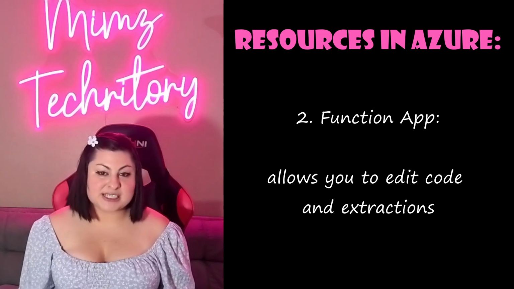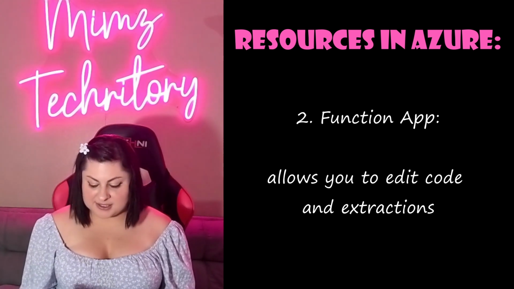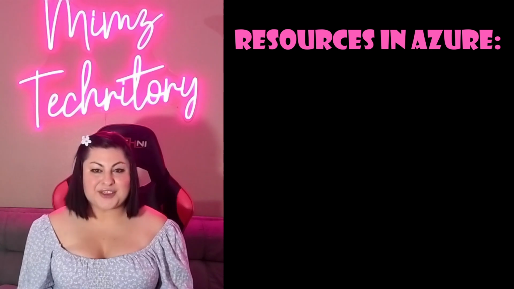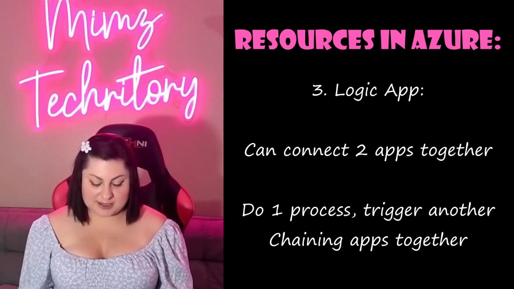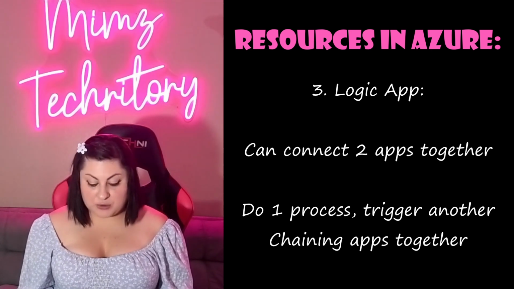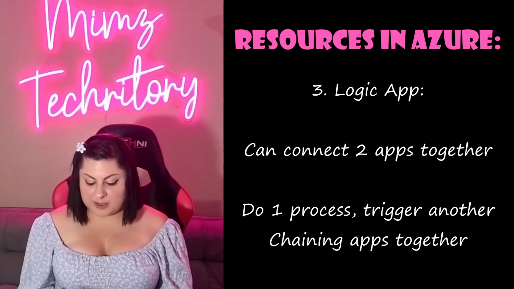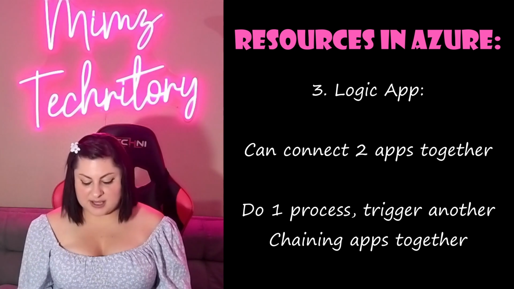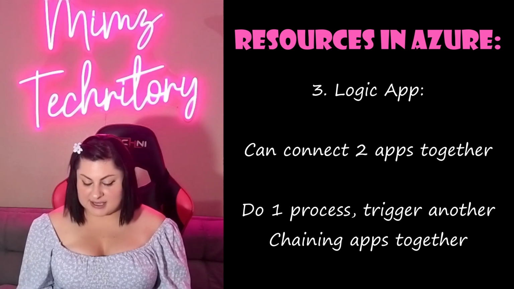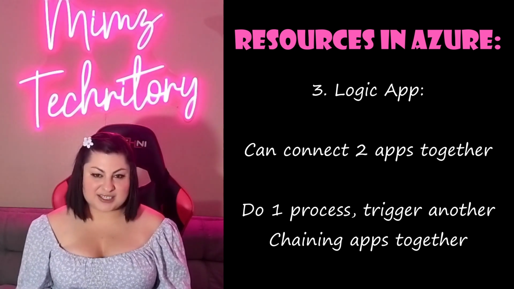The second resource is function app. Function app allows you to edit code and executions. The third resource is logic app. Logic app allows you to connect 2 apps together. So key concept here is you can perform one process, and with that one process, you can trigger another process as like a chain link situation. So those were the 3 main resources in Azure.